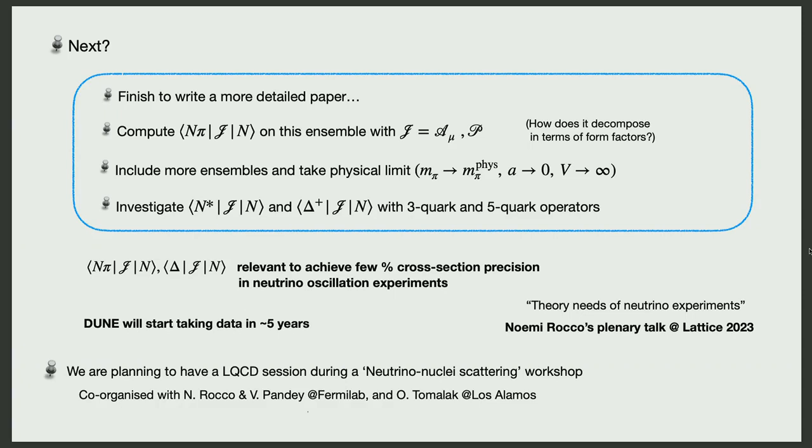We want to include more physical ensembles at the physical limit. And finally, we want to also study N-to-Delta matrix elements and N-to-N-star, which are important for these neutrino experiments, in particular for DUNE, which will start taking data in roughly five years, if I'm not mistaken. There was a very nice talk by Noemi Rocco at the Lattice conference, a plenary talk, on theory needs of neutrino experiments. And we are planning to organize a workshop about neutrino-nucleus scattering for next year, and to have a Lattice QCD session related to this topic.